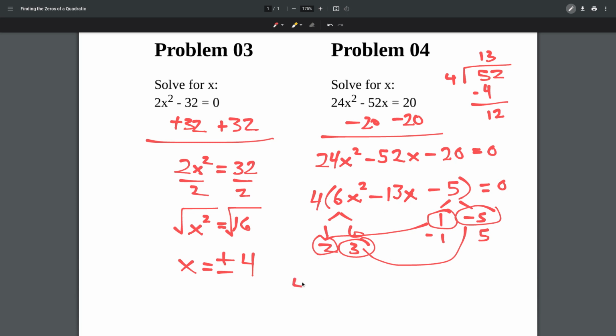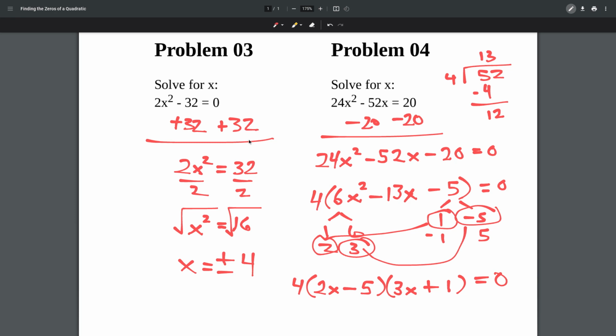Okay? So in factored form, we're going to write this as 4 times 2x. These are going to be my coefficients, 2 and 3. And then over here, I'm going to have a 3x. I want to have the negative 5 multiplied by the 3. So I have to put it here because remember the inner terms will multiply. And I want to have the positive 1 multiplied by 2. So I'm going to put it over here because the outer terms also multiply. And remember, that's equal to 0.